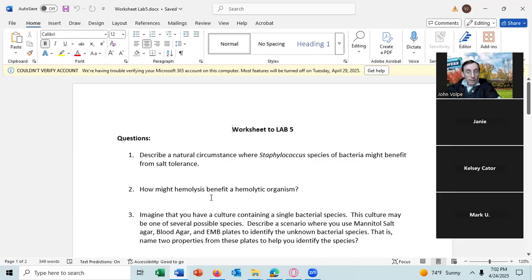2, how might hemolysis benefit a hemolytic organism? If we have a hemolytic bacteria, how may hemolysis of blood cells benefit the bacteria?